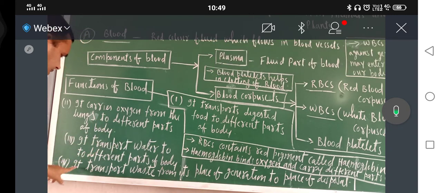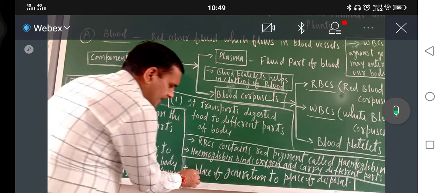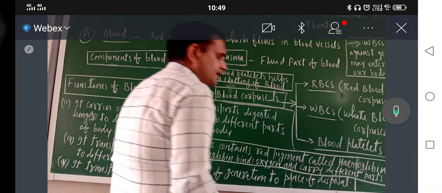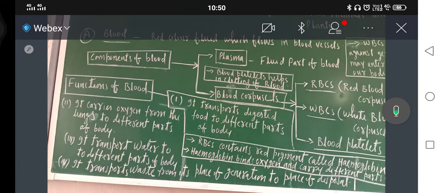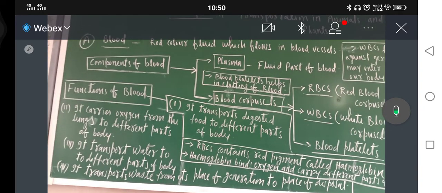What is the fourth function? It transports waste from its place of generation to the place of disposal. This is also a function of blood. So this is all about the blood. The components of blood, the functions of blood, and all those things I taught.